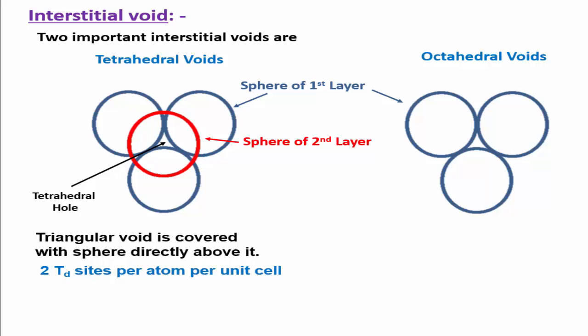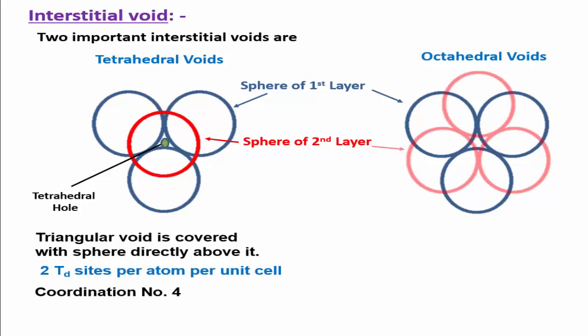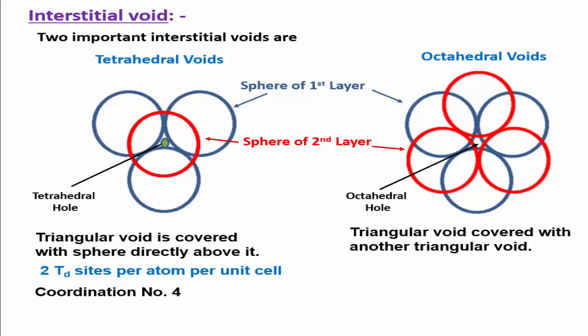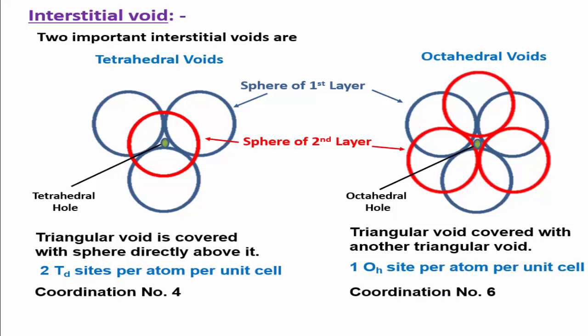We should also know that the anions are bigger in size, so generally the packing is formed by the anions and a small void is occupied by the cations. In case of an octahedral void, when a triangular void is enclosed by another triangular void, the space between the total 6 spheres is called an octahedral hole, and the octahedral hole is always bigger than the tetrahedral hole. We should also remember that there is only one octahedral site per atom in the unit cell. So the atom which will occupy the octahedral hole will have coordination number 6.